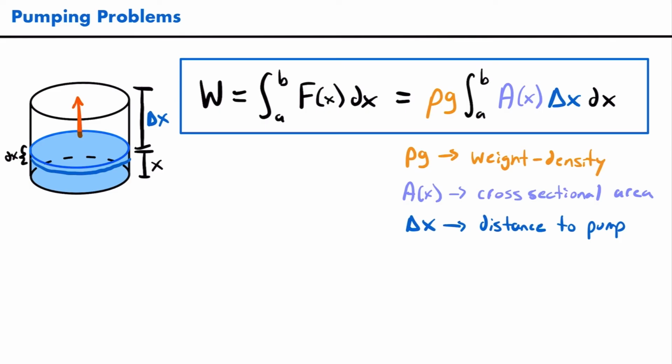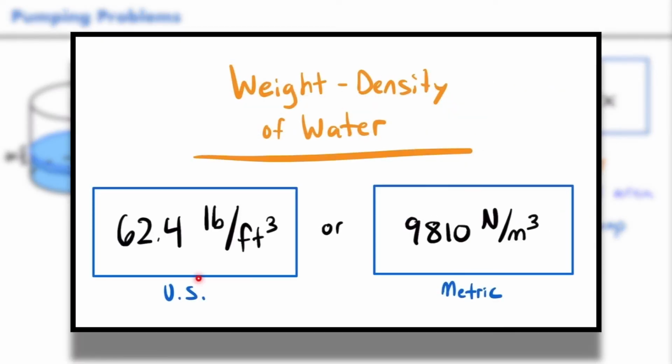All right, and then finally the weight density is going to be dependent on what fluid you are working with. Now in most cases that's going to be water, and so it can be helpful to actually memorize the weight density of water. If you're working in the US customary unit system, the weight density of water is 62.4 pounds per cubic foot. But if you're working in a metric system, then the weight density of water is 9,810 newtons per cubic meter.